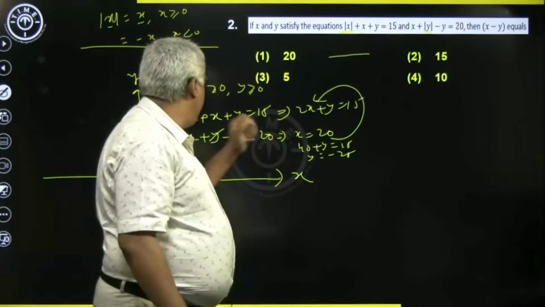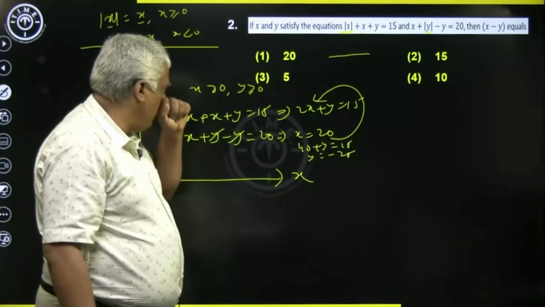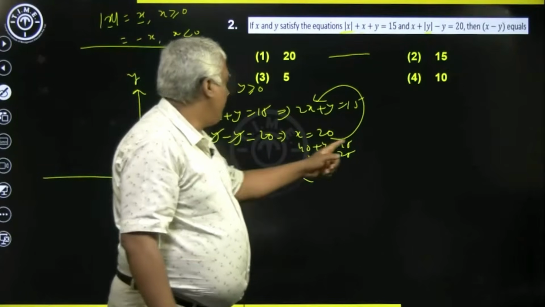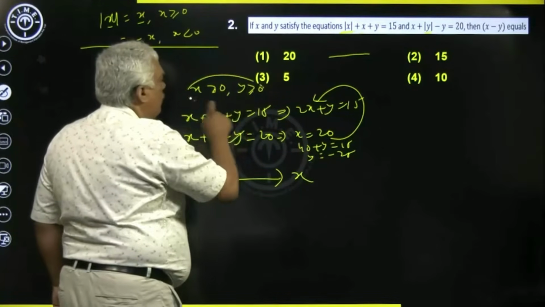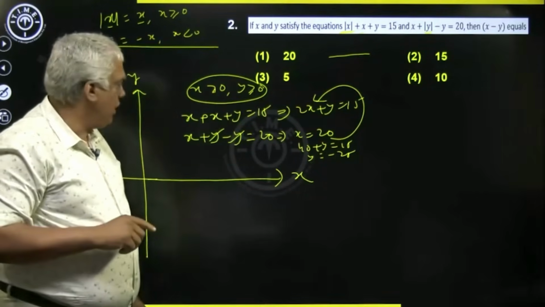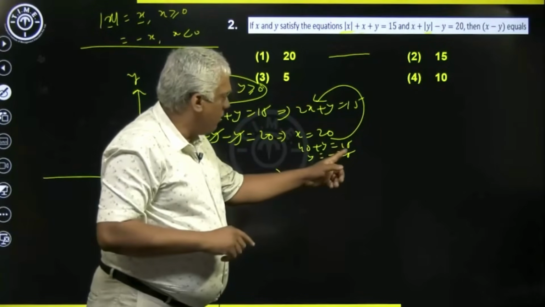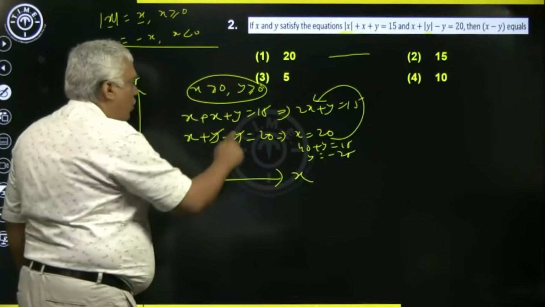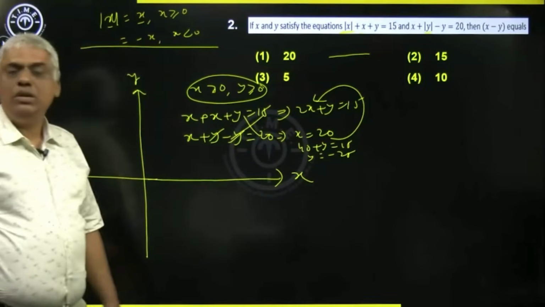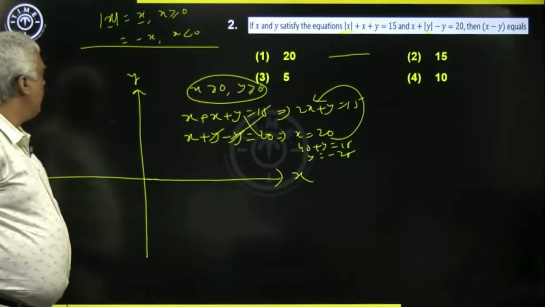20 times 2 is 40, plus y, so y will become 15 - 40, which is -25, y is negative. Now, we have assumed that x and y both are non-negative. So this solution, x = 20 and y = -25, is not valid. So we will not get any solution in the first quadrant.